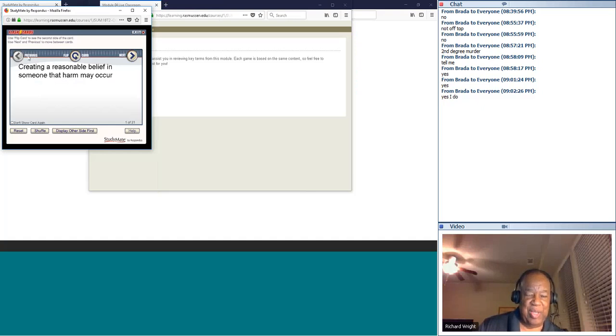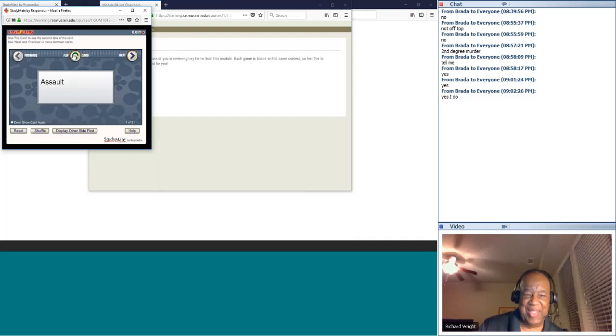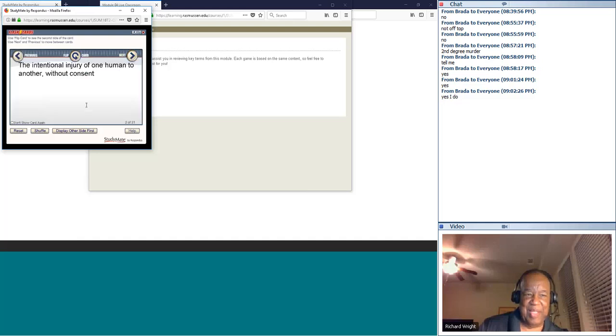So here's a flashcard: creating a reasonable belief in someone that harm may occur. What is that? Assault. Yep. Assault. Very good. The intentional injury of one human to another without consent. Battery.